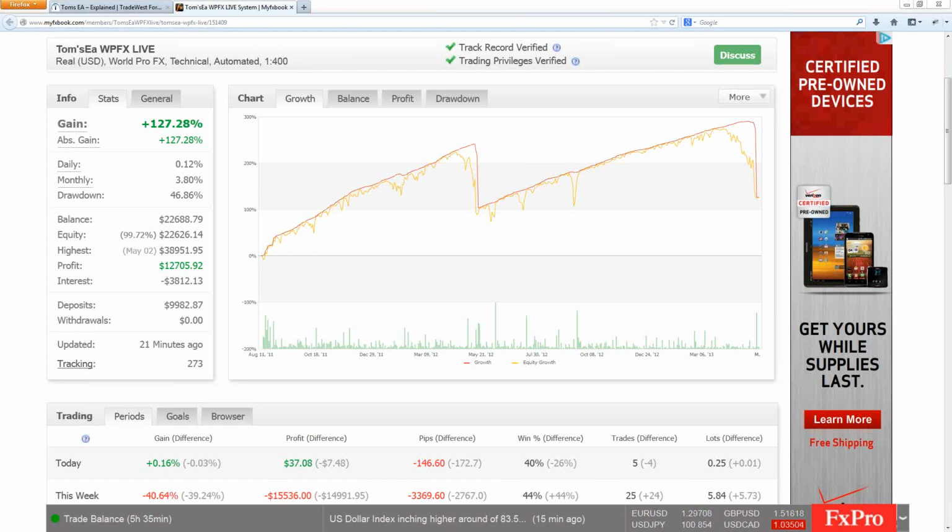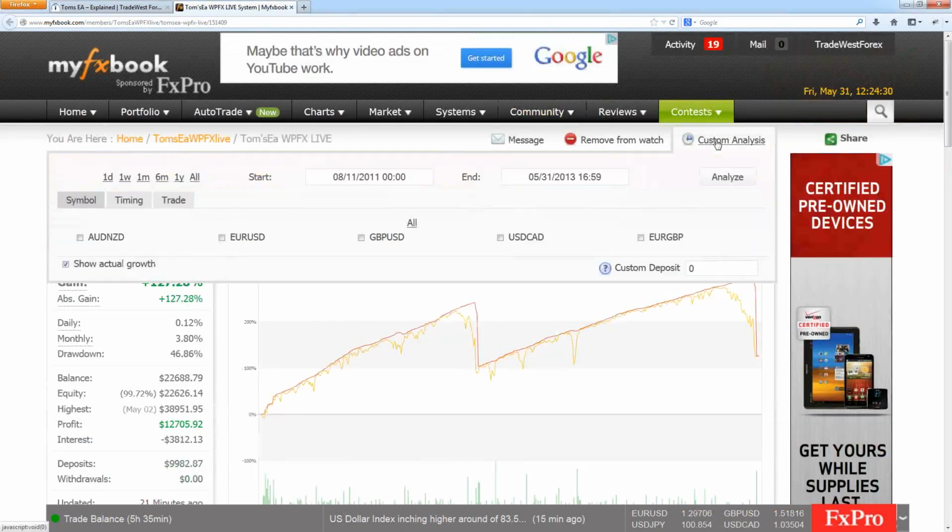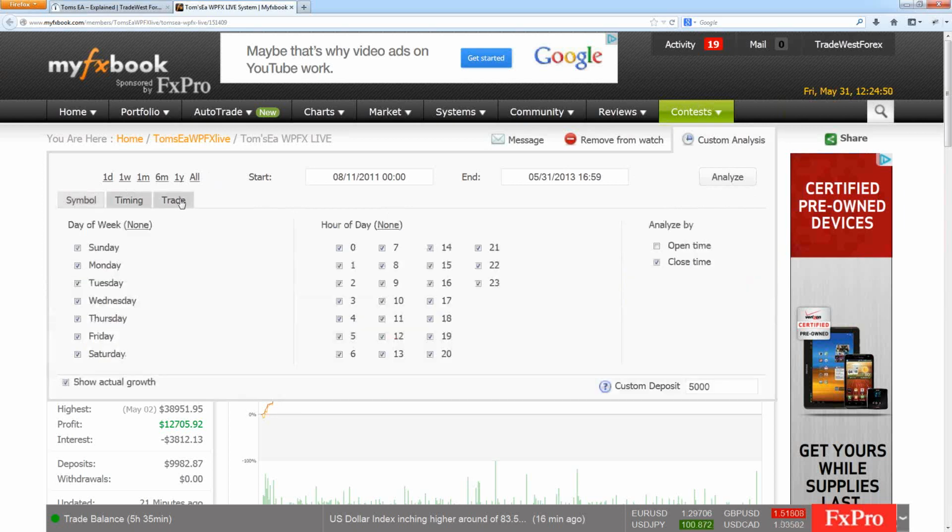Kenny says, Tom's EA would have made a 413% gain with a 20% drawdown traded without the Australia, New Zealand, and Euro pound. And what he's probably doing is you can do this custom analysis, and you can just say Euro, pound, US CAD. You could even say how much money you put in. Let's say maybe you put in $5,000. We'll go the whole period. Timing, we'll just leave everything the same.